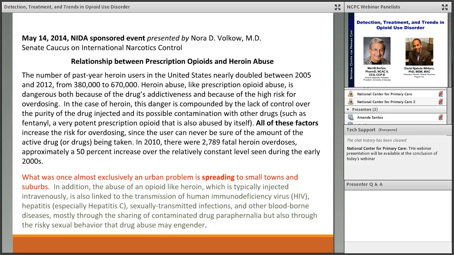"It's spreading to small towns and suburbs." And let me tell you, small towns and suburbs is another code word. She's talking about rural Georgia, where a whole bunch of black people live. And she's talking about suburban America that has historically been more white than black. So she's saying this was a problem that was once exclusive to black folks that's now impacting non-black folks. And I'm here to tell you that that is why we're having this webinar today.